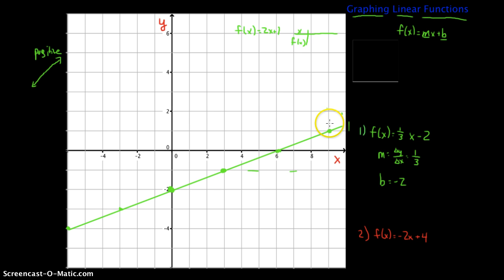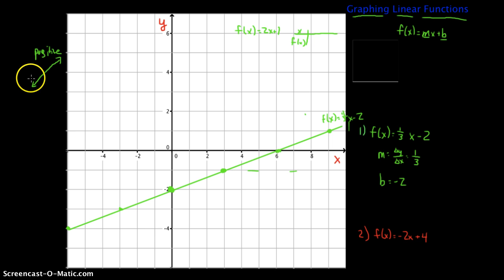So this here is the function that we're talking about. Let's get back to my drawing tool. So here, the function is f of x equals 1/3 x minus 2, right? So look, starting at the y-intercept, we go over 3, up 1, over 3, up 1, over 3, up 1, and that's the graph of the function. Now, we could have made a table of values, but it would have taken longer. This requires us just to know the slope and the y-intercept, okay?